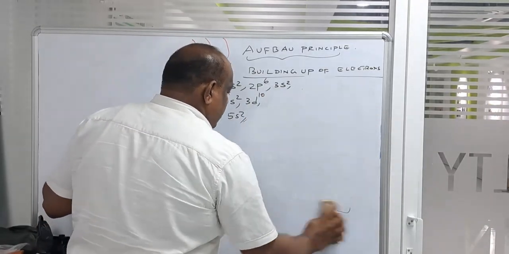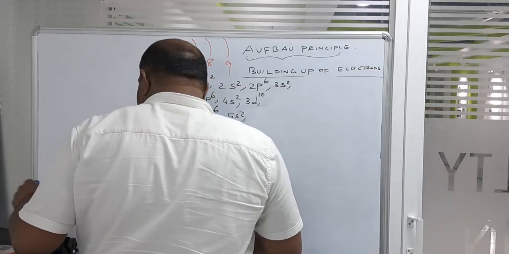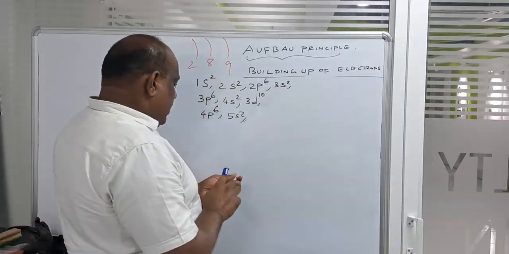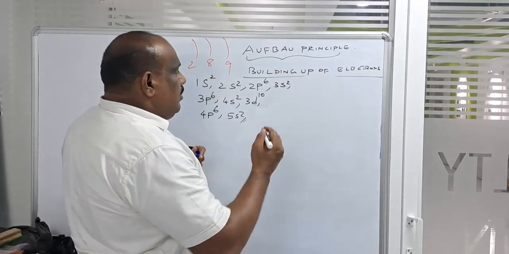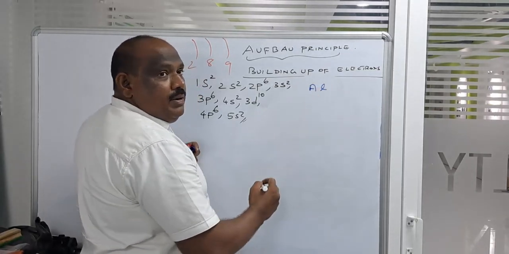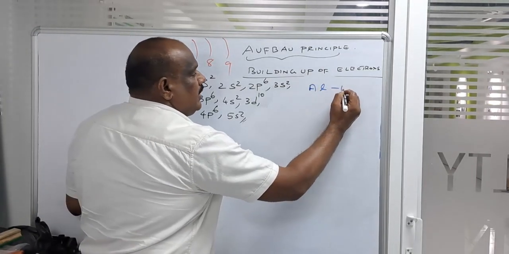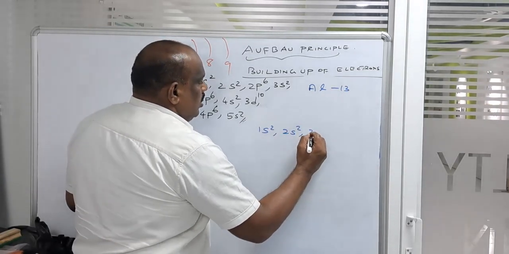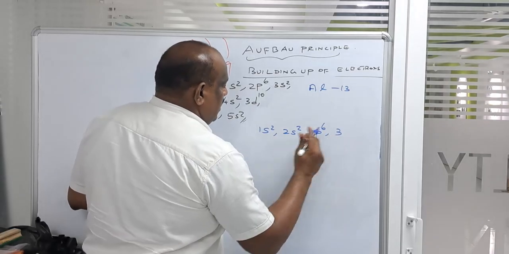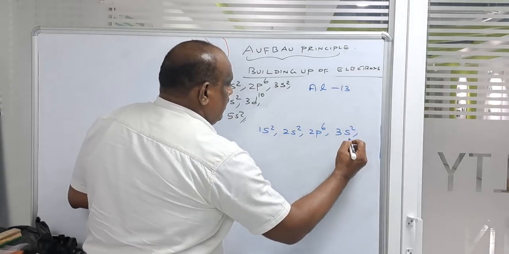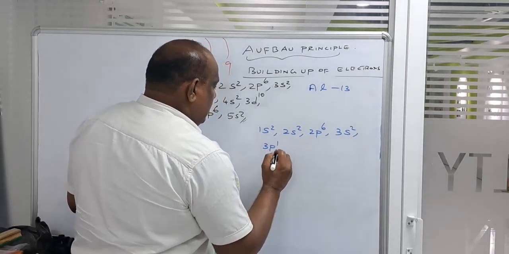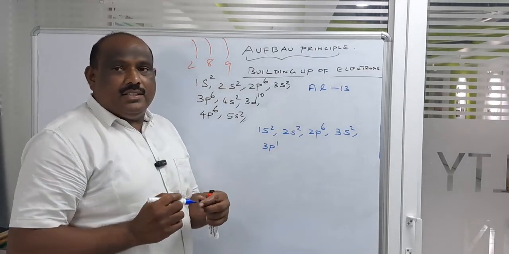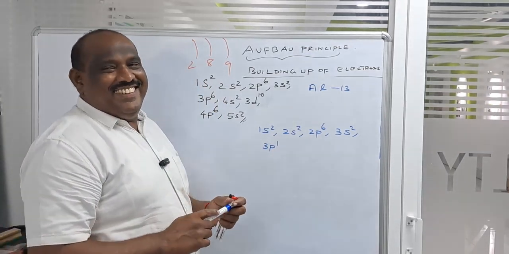Okay. Now, Kana, can you tell me, let us take aluminum. What is the atomic number? 13. So 1s2, 2s2, 2p6, 3s2, then 3p1. So how many unpaired electrons are there?